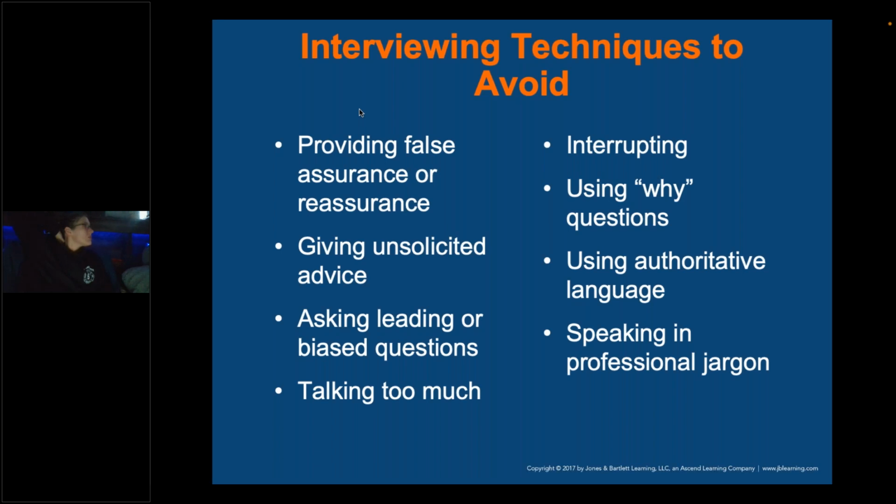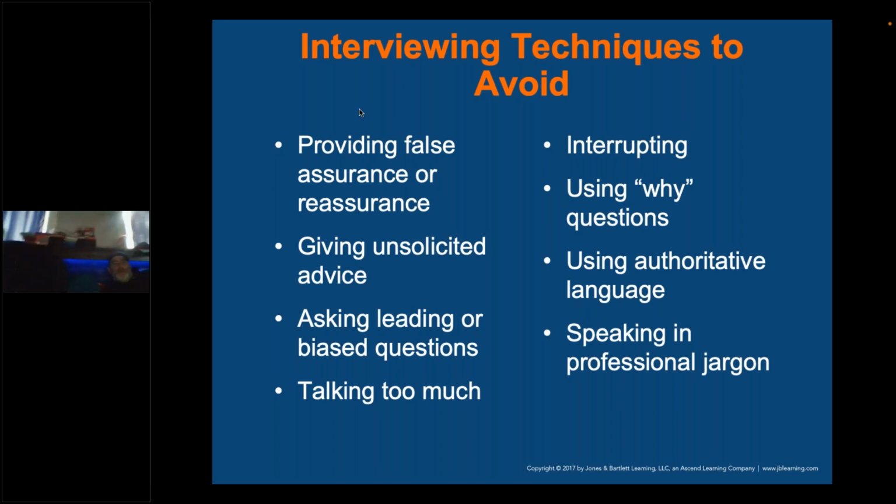Then speaking in professional jargon. You start talking about, oh, well, your gastrocnemius muscle hurts. Why don't you just say the calf muscle? Is your calf bothering you today? Is the back of the leg bothering you? You know, things like that. Does your thigh hurt? You can use things like that, but how does your femur feel? Well, some people don't even know what the femur is.